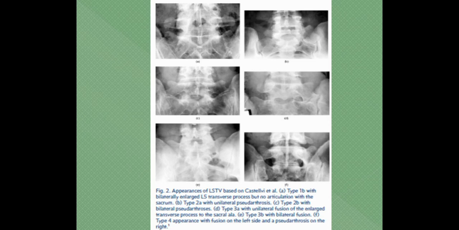In picture D we can see type 3A with unilateral fusion of the enlarged transverse process to the sacral ala. In picture E we can see type 3B with bilateral fusion, and in picture F we can see type 4 appearance with fusion on the left side and pseudoarthrosis on the right side.